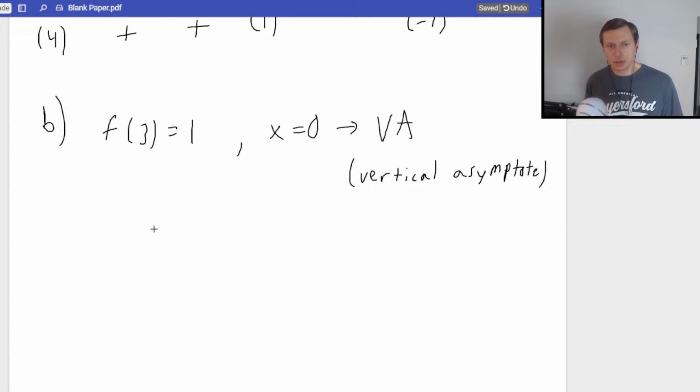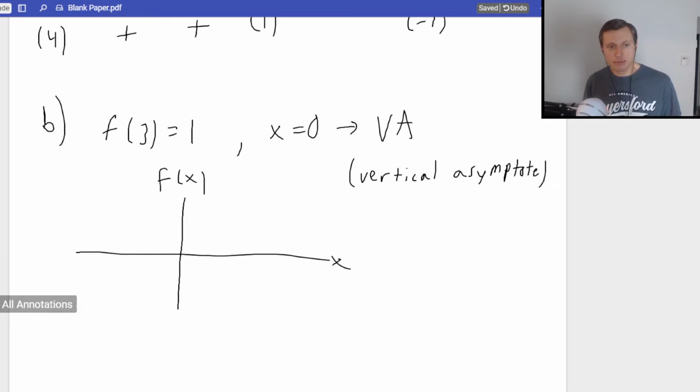Okay, so how would we draw this? So again, first, I'm going to draw my axes. I've got x, I've got f of x. And at 0 I have a vertical asymptote, which I'll draw with this red dashed line here. I'm assuming you don't have colored pens, but that's okay. And then at x equals 3, we know the y value is 1. So now I need to draw this, okay?